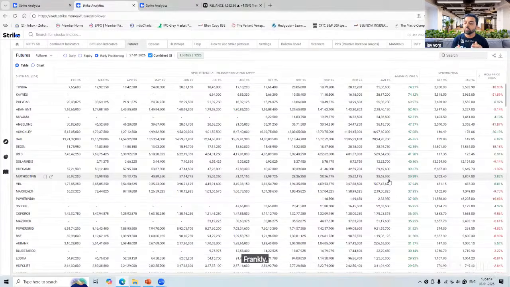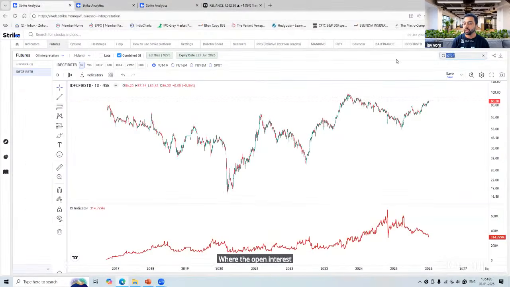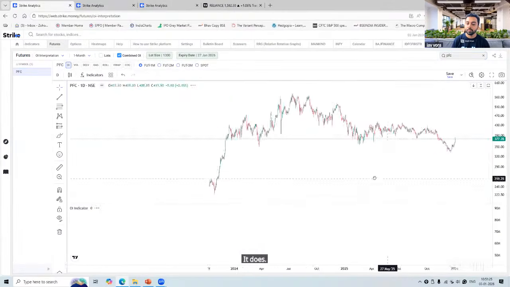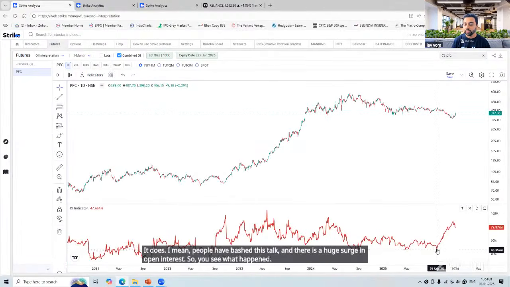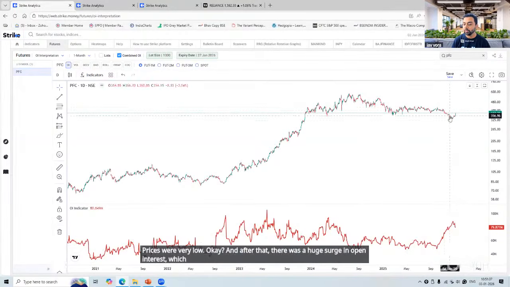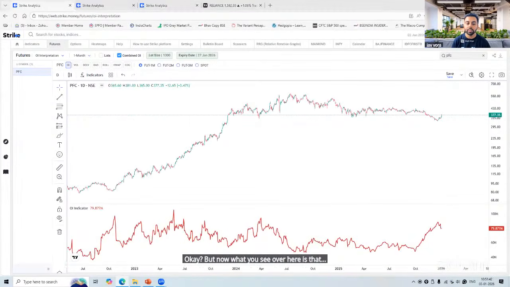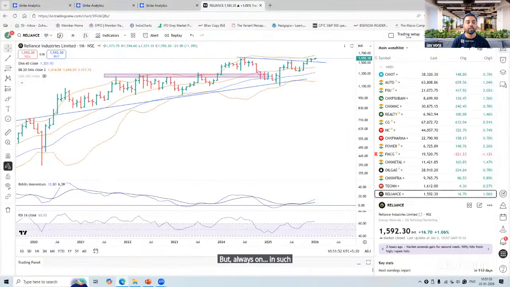Frankly, at this point of time, there are so many stocks where the open interest is very high. Like I told you, PFC, people have bashed this stock and there is a huge surge in open interest. So you see what happened. Prices were very low. Okay. And after that, there was a huge surge in open interest, which led to a meaningful short position. Okay. But now what you see over here is that there was this important support level which also broke on the downside and people got scared. But always in such occasions, look at the weekly and the monthly chart.